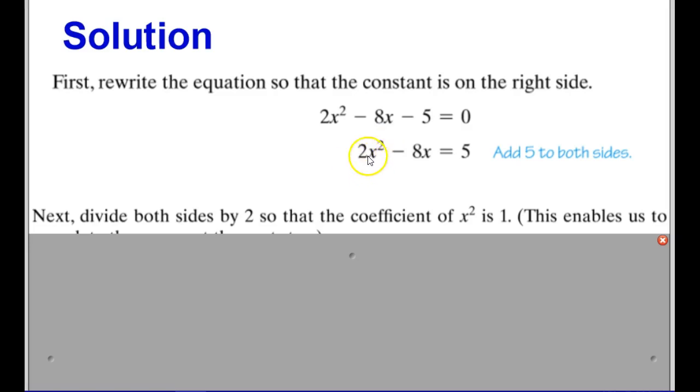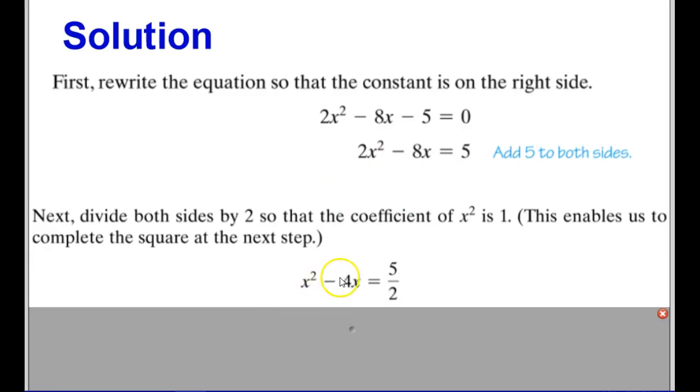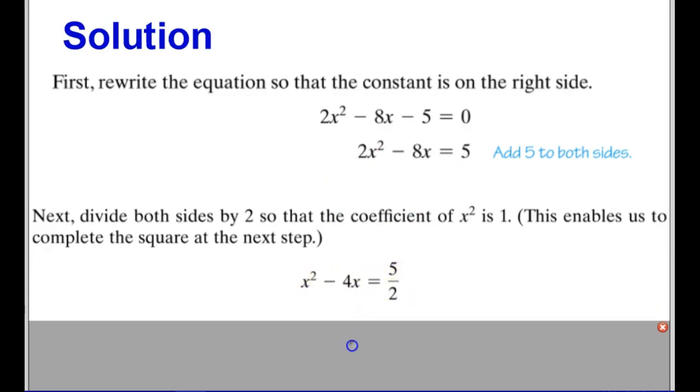If this coefficient is not 1, I would skip that, because you're going to add extra steps. But we're going to still walk through this one. So I'm going to divide everything by 2, so I end up with that coefficient of 1. So I end up with x squared minus 4x equals 5 over 2.